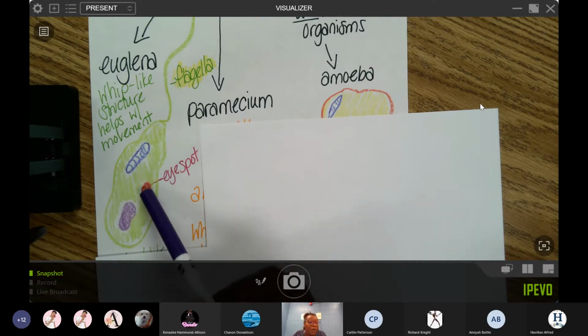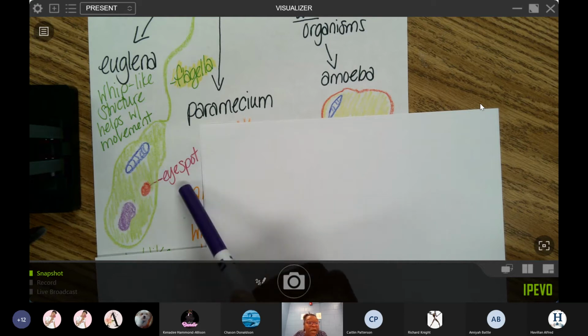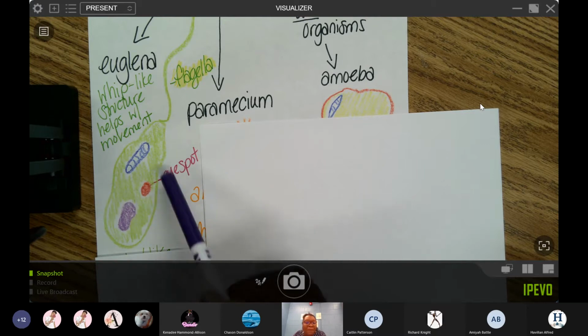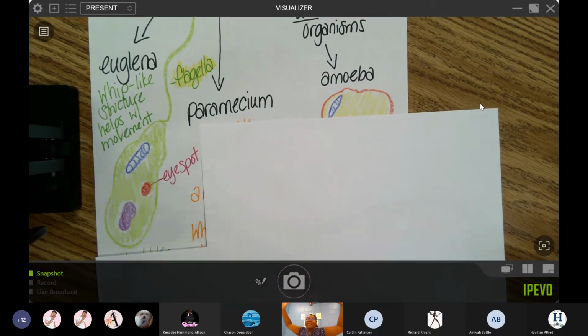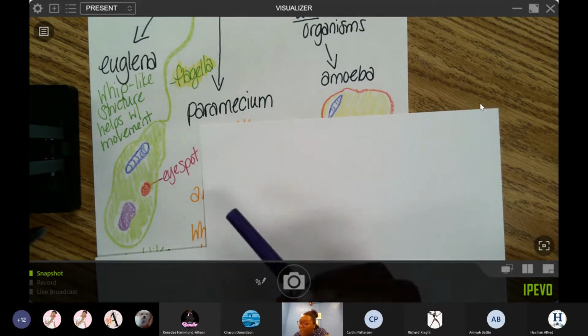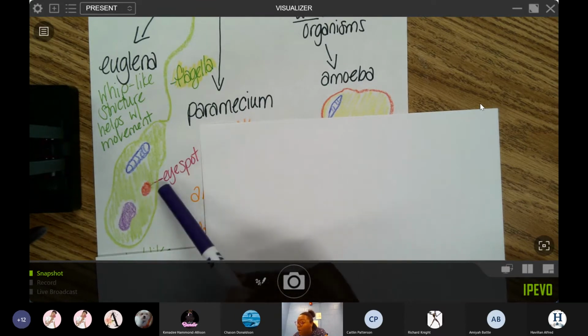Okay. What's really important about the euglena, though, is the eye spot. The eye spot is important because it attracts direct sunlight. So the euglena is able to make its own food because the eye spot kind of acts like the attractor. It pulls in sunlight from the sun, okay? So it gathers sunlight in order for photosynthesis to occur.